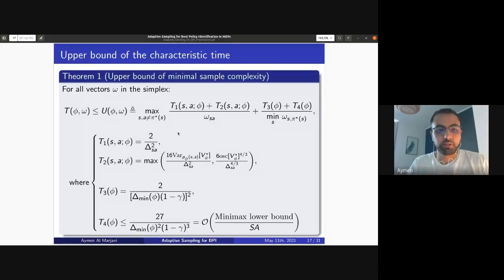And so our main, or first, result is this one. It's an upper bound on this characteristic time, and it is the sum of two components. The first is the contribution of suboptimal state action pairs, and the second is the contribution of the optimal pairs. The contribution of suboptimal state action pairs is made of terms T1 and T2. Term T1 can be interpreted as the cost to learn the reward kernel, and T2 is the cost to learn the transition kernel.